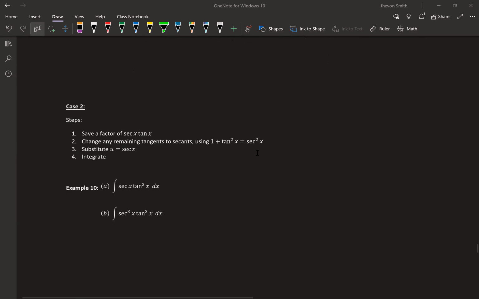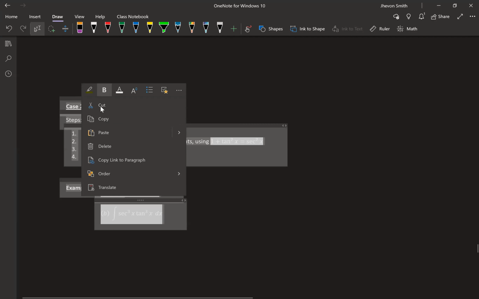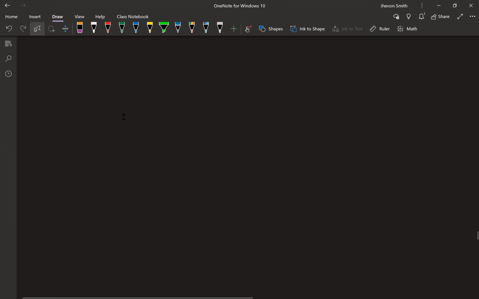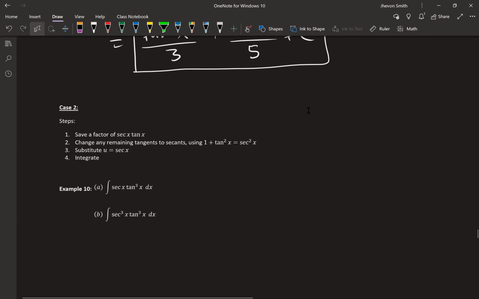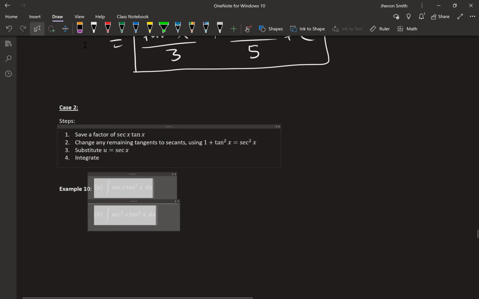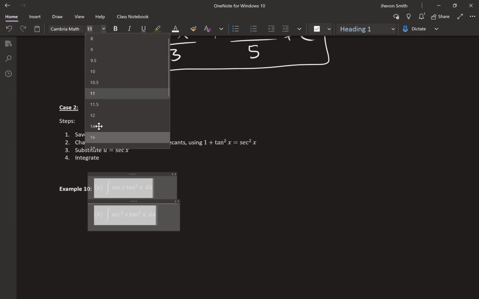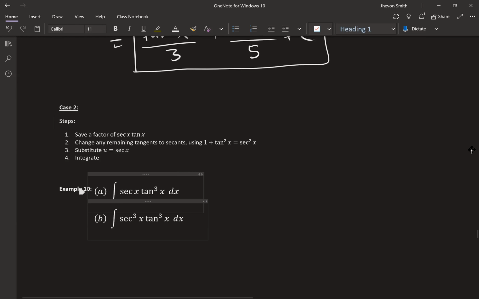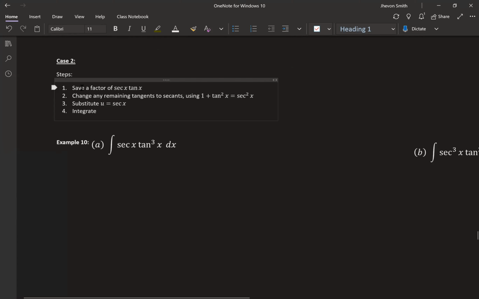Let's look at case two. Case two occurs when the power of tangent is odd and a secant is visibly present. That is case two. Now the strategy for that is you actually save a factor of secant times tangent.